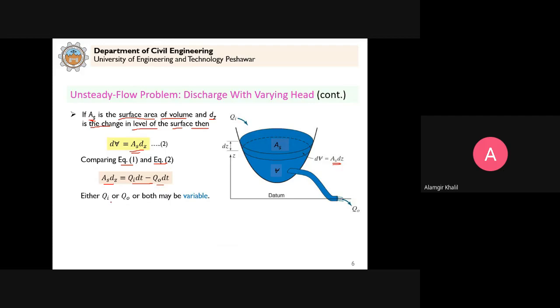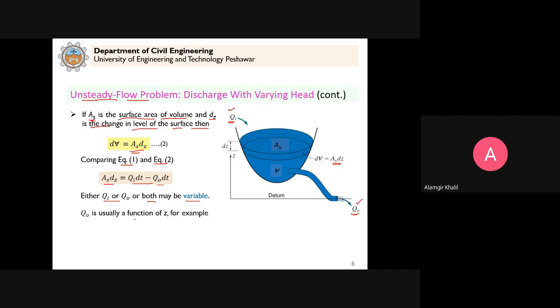Now the cases that we are going to discuss, clear? Either qi or q naught or both may be variable. It is possible that q naught is variable, meaning it is changing, because we are dealing with unsteady flow problems. Similarly, qi can change, that is, the rate of inflow to the tank can change with respect to time, or both can change. Qi can change and q naught can change, or both can change, clear?